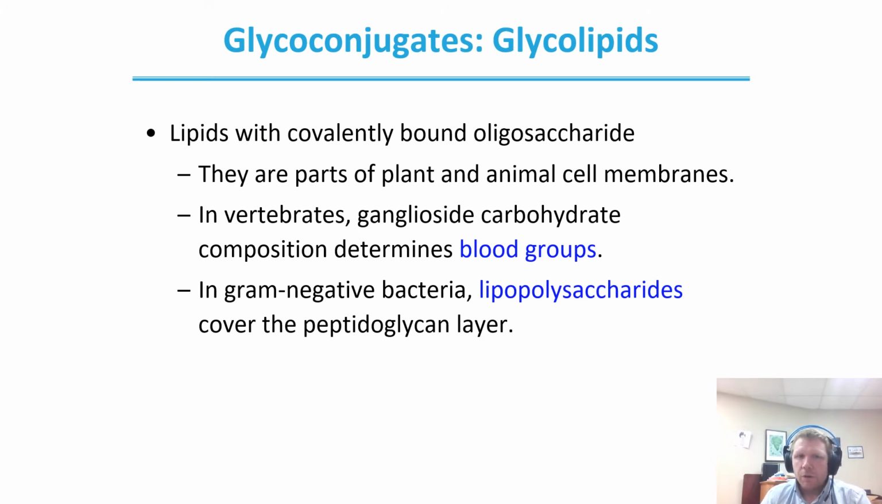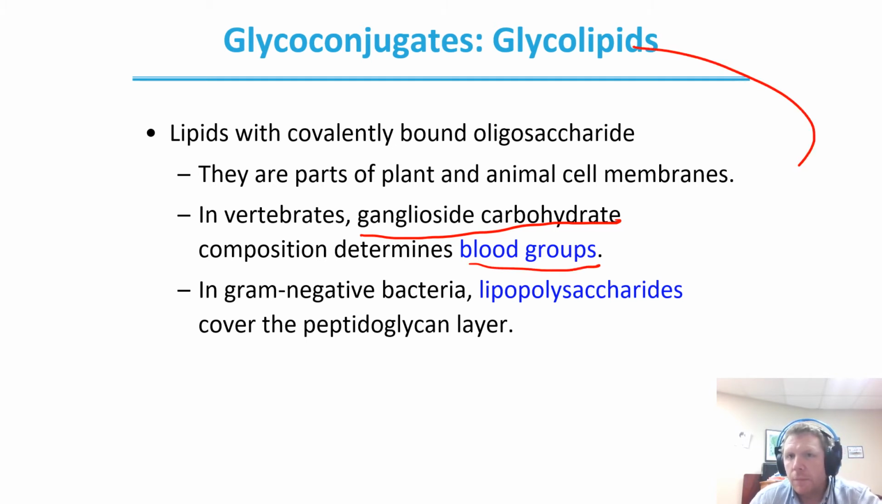Now, another example of a glycoconjugate is the class of molecules known as glycolipids. Lipids are one of the other major molecules that we will talk about this semester. They're a major part of membranes, and lipids can be covalently bound to oligosaccharides. So they are parts of plant and animal cell membranes. In vertebrates, ganglioside carbohydrate composition determines your blood group. So it is a glycolipid that dictates what blood type you have.